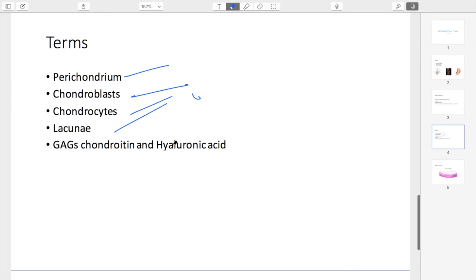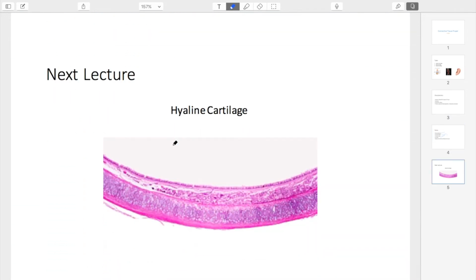In the next lecture we're going to talk about hyaline cartilage. Before I end today's lecture, I want to give you a little more information about cartilages that might be helpful in your career. The take-home message for today: first, the embryogenesis, the development of cartilage. The formation of cartilage is called chondrogenesis.